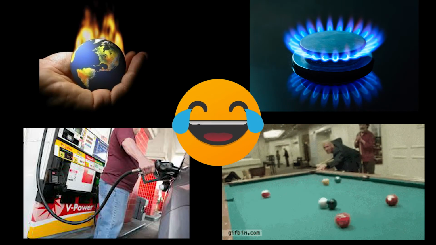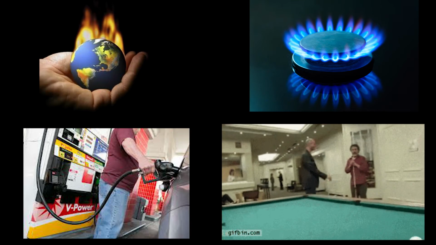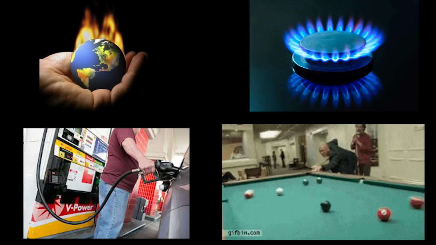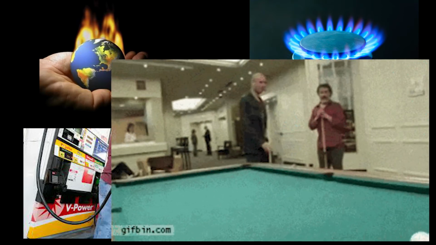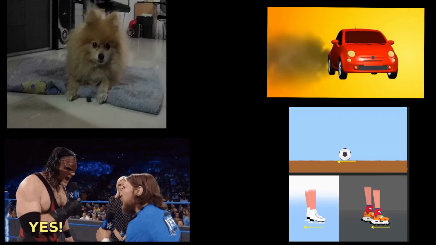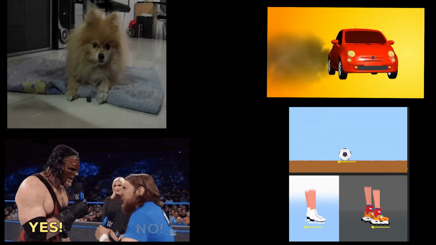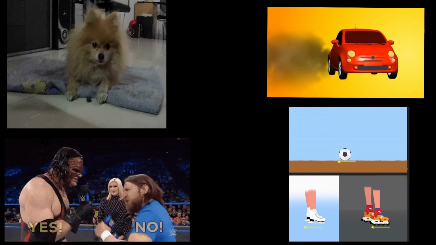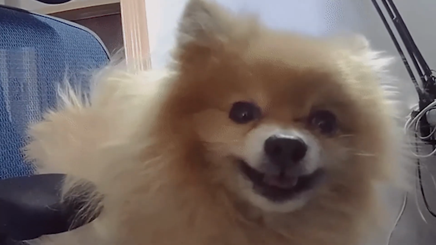Two more questions. Which picture shows transferring energy of motion? Yep, that's right. The pool balls hitting each other are transferring energy of motion. And the final question, which picture do you think represents friction? Yes, good job.